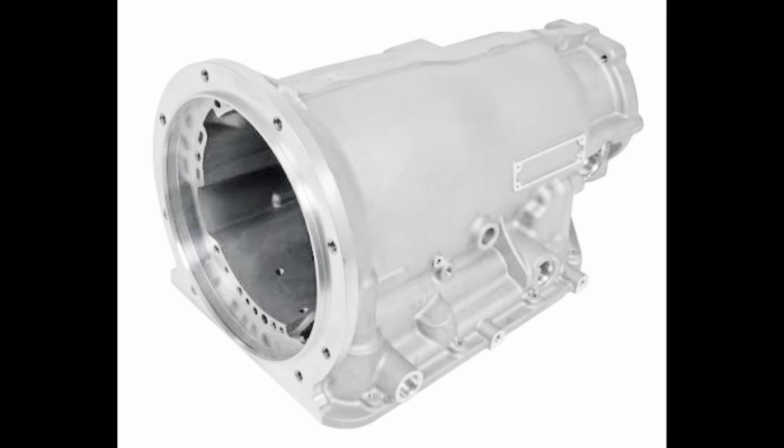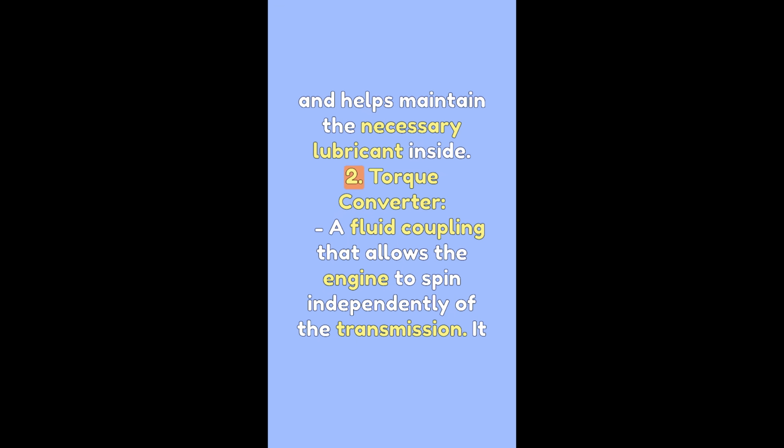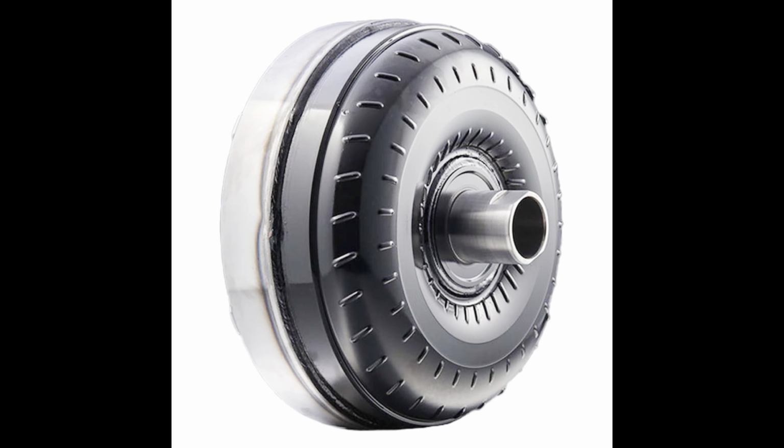Components of a transmission. 1. Transmission case. The outer shell that houses the internal components of the transmission. It provides protection and helps maintain the necessary lubricant inside. 2. Torque converter. A fluid coupling that allows the engine to spin independently of the transmission. It provides a smooth transition of power and enables the vehicle to stop without stalling the engine.